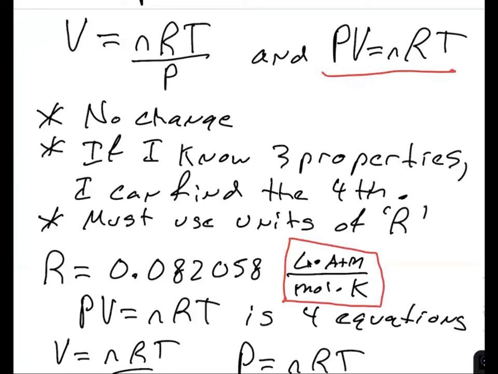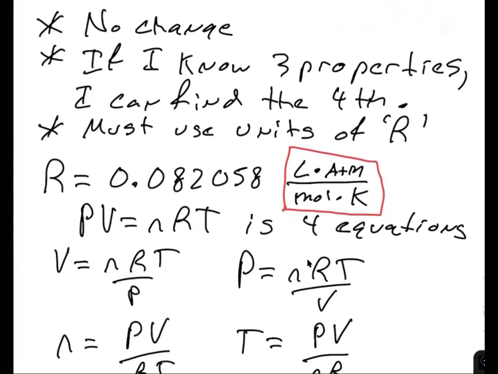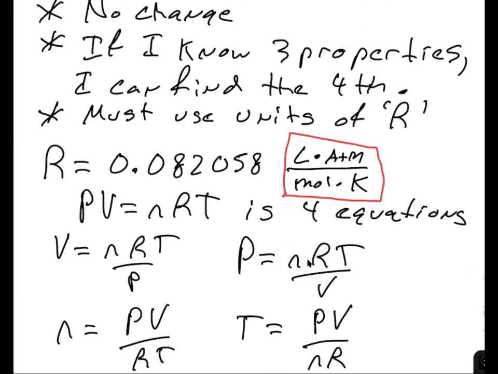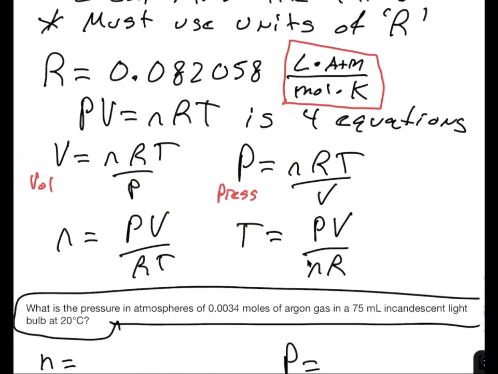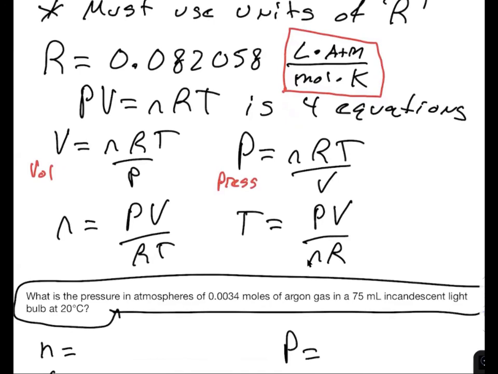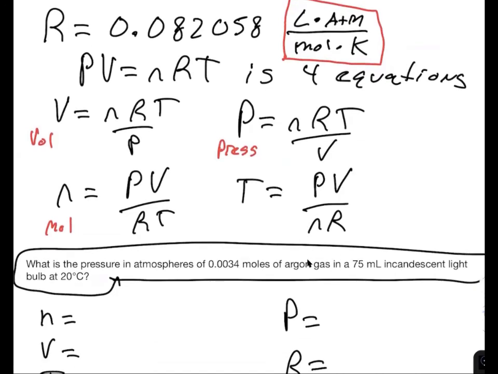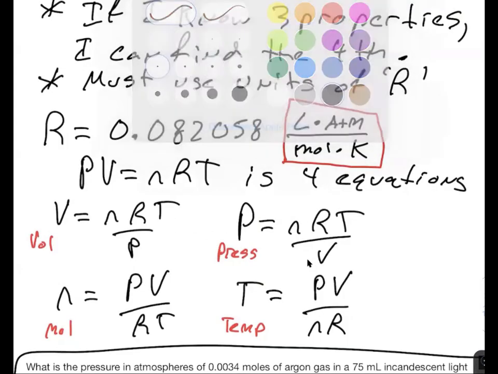So PV equals nRT is really 4 equations. Written that way, it doesn't solve for anything. But I can write it as V is equal to nRT over P if I want to find volume, right? I can write it as P is equal to nRT over V if I want to find pressure, right? I can write it as n is equal to PV over RT if I want to find moles of a gas. And I can write it as T is equal to PV over nR if I want to find the temperature of the gas.